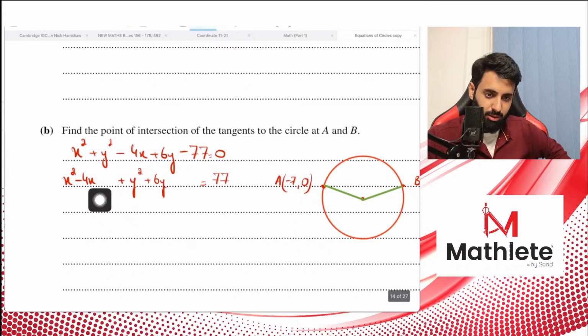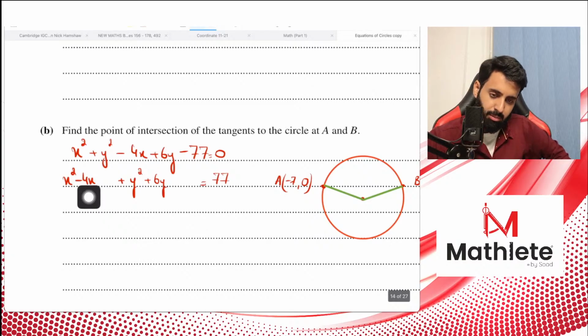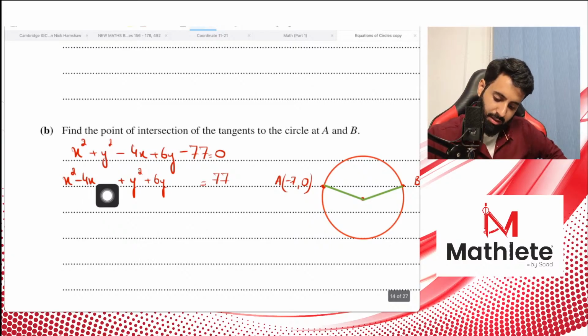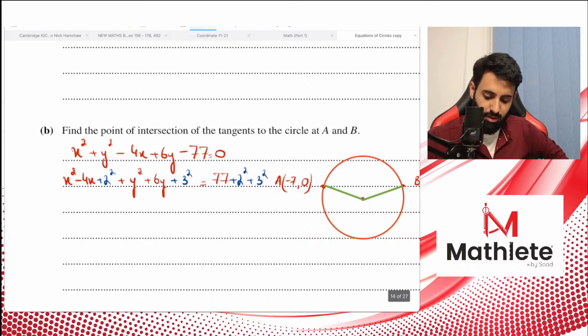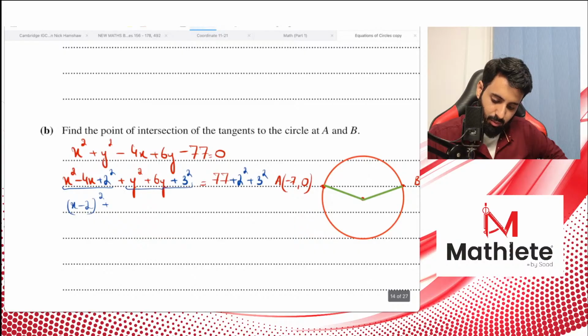You add the half of the square of the coefficient of x. So what's the coefficient of x? It's 4, but it's minus 4, but we're just going to take it as 4. So you add the square of half of it, so that's plus 2 squared, and then you add plus 3 squared over here. So that means you do 2 squared on the right hand side and you add 3 squared on the left hand side also. Okay, so this compresses into x minus 2, the whole thing squared, and this compresses into y plus 3, the whole thing squared.